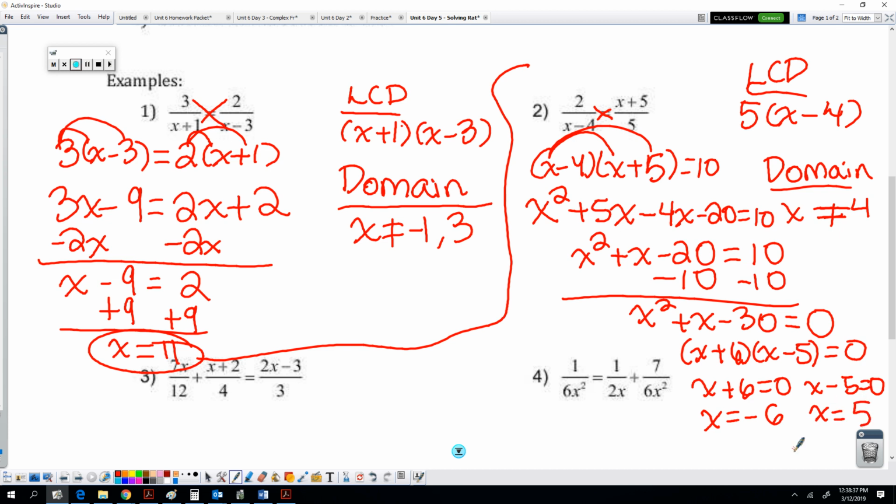So now what we're going to do is check these values against my domain. It said x can't be positive 4. We have a negative 6 and 5. They don't appear in my domain. That's why these are my two answers.